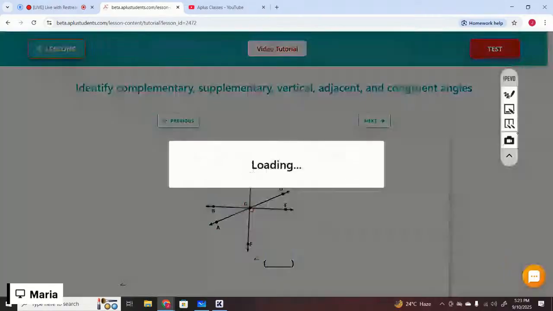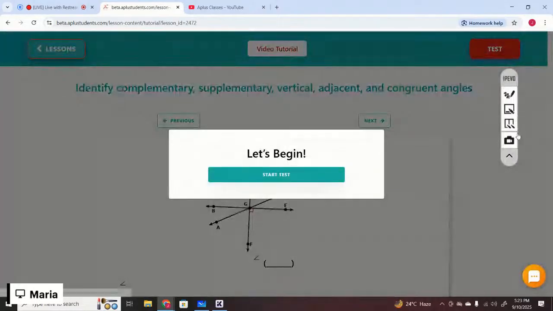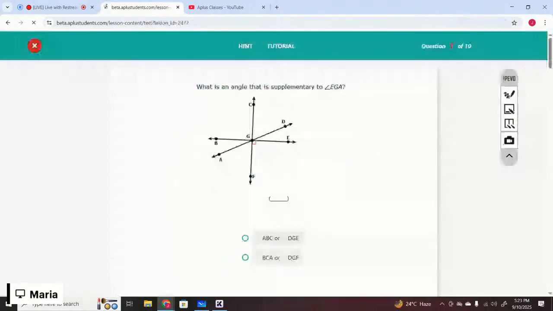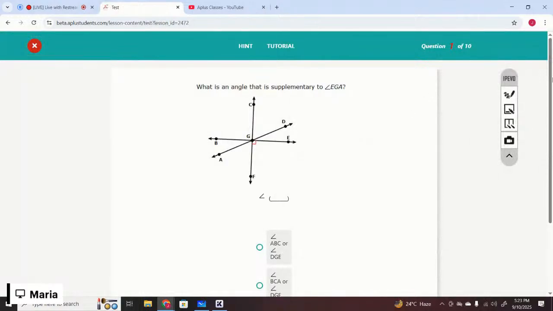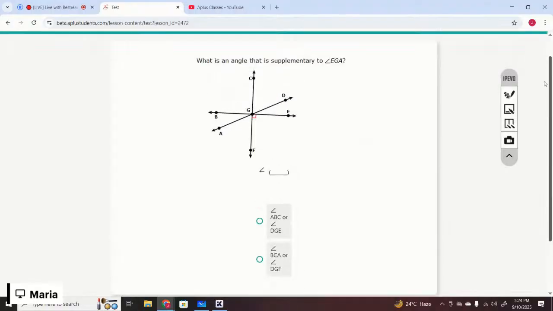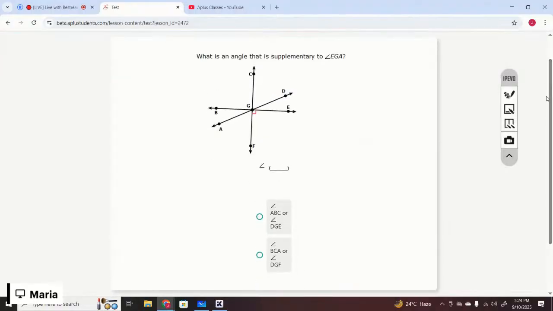Let's just start with the test questions. What is the angle that is supplementary to angle EGA? That would be angle DGE. Option number 1 is the correct option.